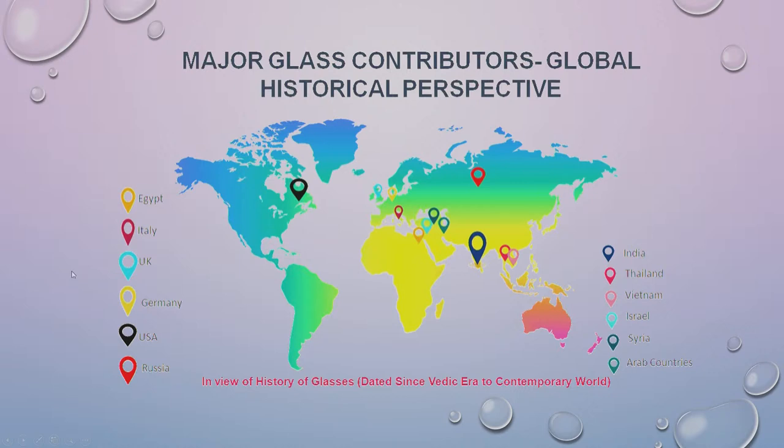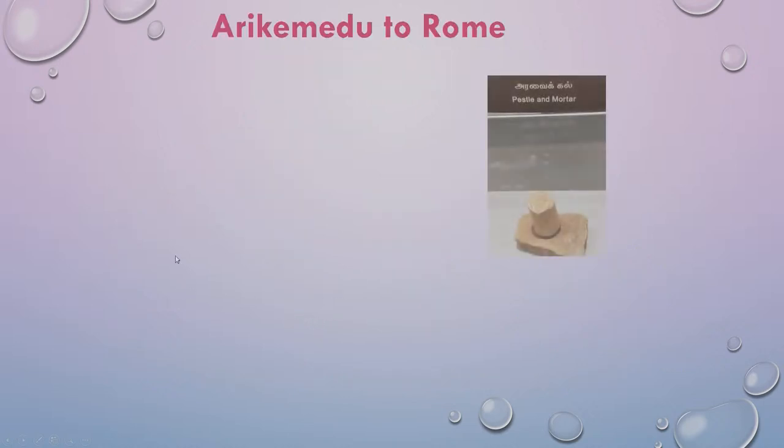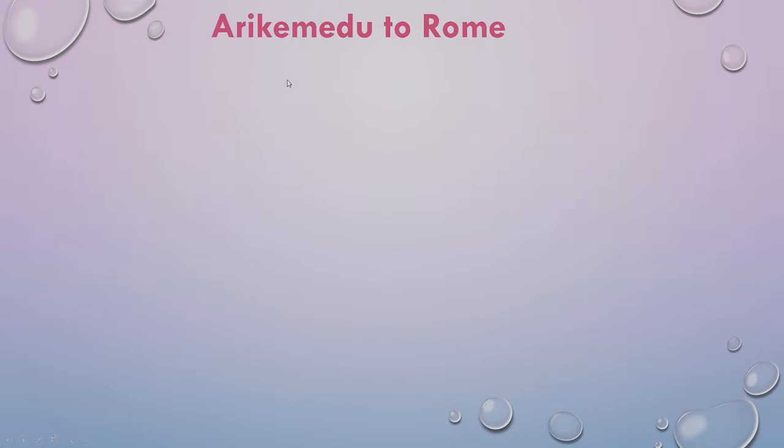If we look into it, there is a connection with the Romans. They used to take the sea route and trade with us. That is why we call this Arikamedu to Rome. Arikamedu is a traditional glass making site which is present even today at Pondicherry. If you come across a few Sangam literatures, you can see that there were a lot of glass beads and glass makers present in the southern part of India.